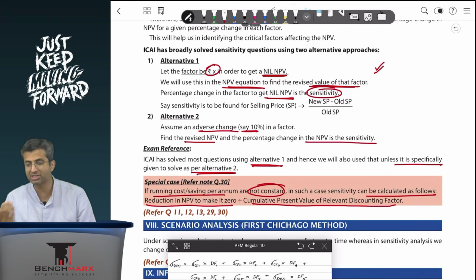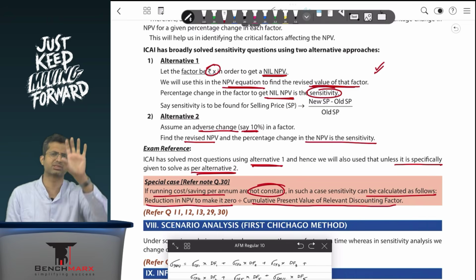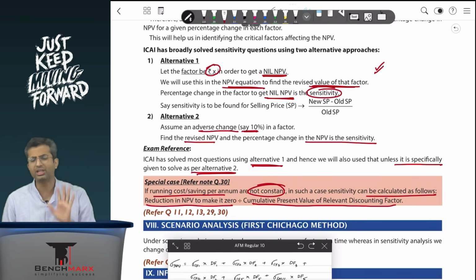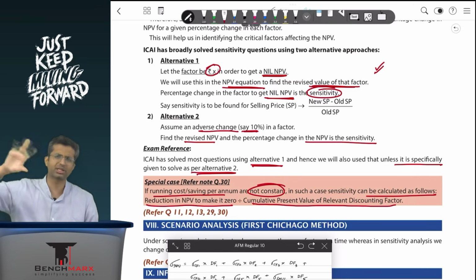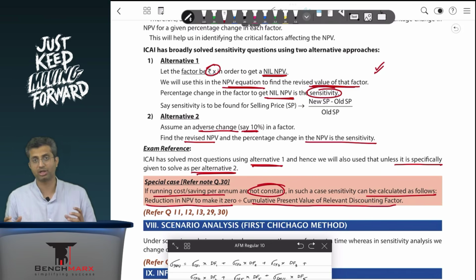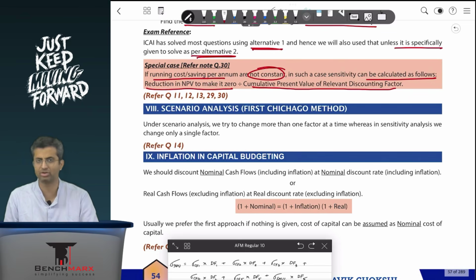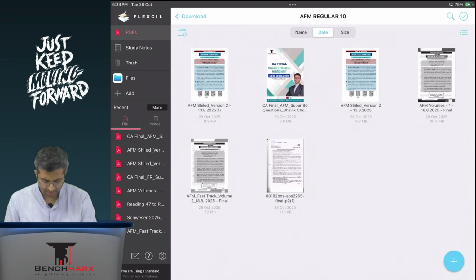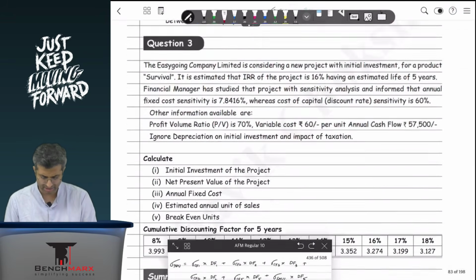Now, in the business valuation chapter, they have given a name to this method, the First Chicago method, where they will find the NPV in each scenario. Like in the question we discussed, NPV under the best case scenario was 92,000, in the average scenario, let's say, 47,000, and in the worst scenario, negative 8,500. You assign probabilities to each of these scenarios, and based on that, find your expected NPV. That is scenario analysis, where multiple factors change at one point and not just a single factor. So over here we'll try to review an interesting question.